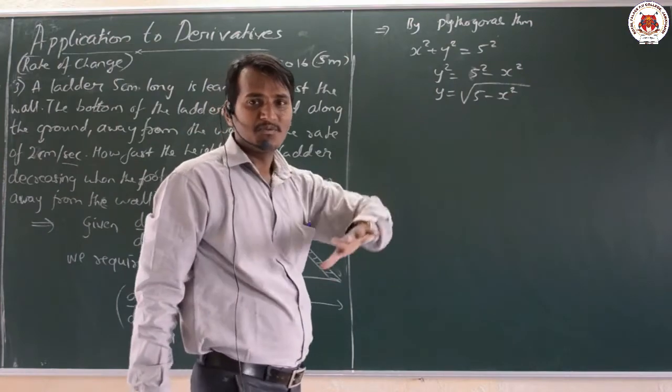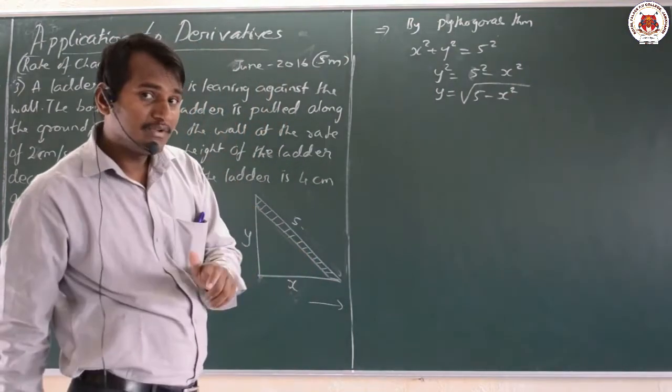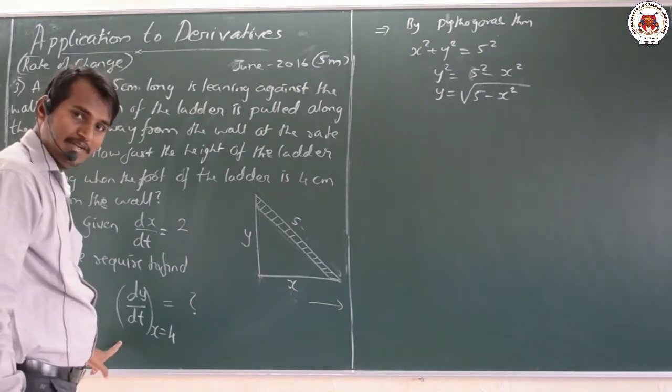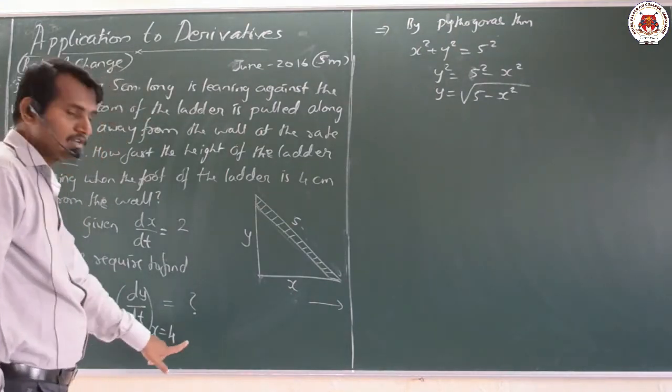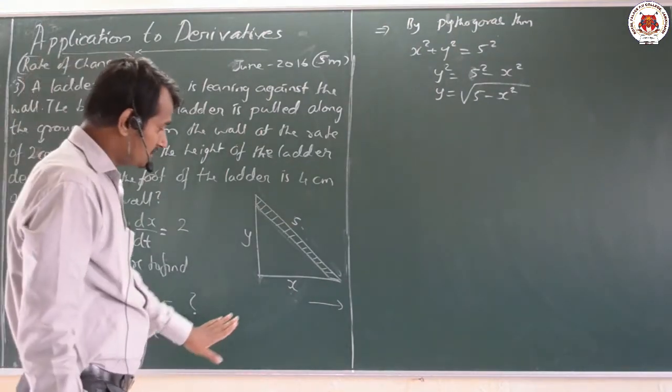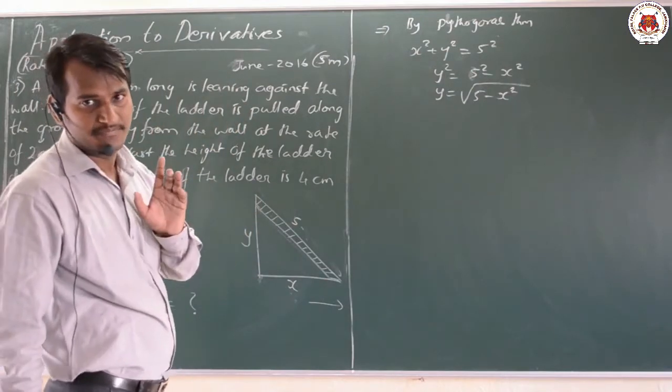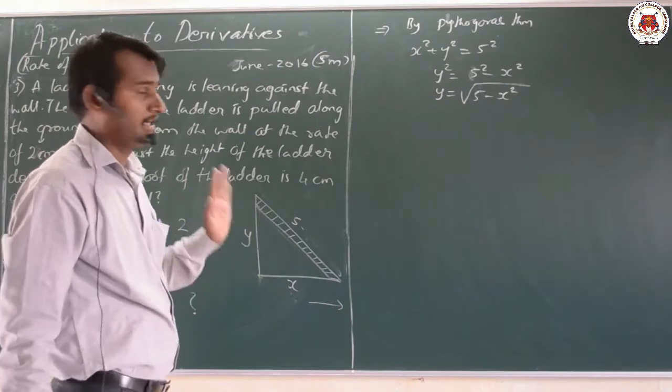Now the problem will be very, very simple. Why will it be very simple? Because we require to find dy by dt when x equals 4. Now here we have to understand that both x and y are variables of the time t. Both x and y are dependent on time t here.